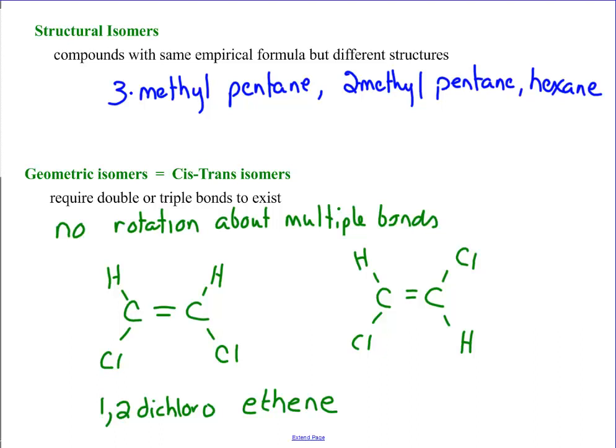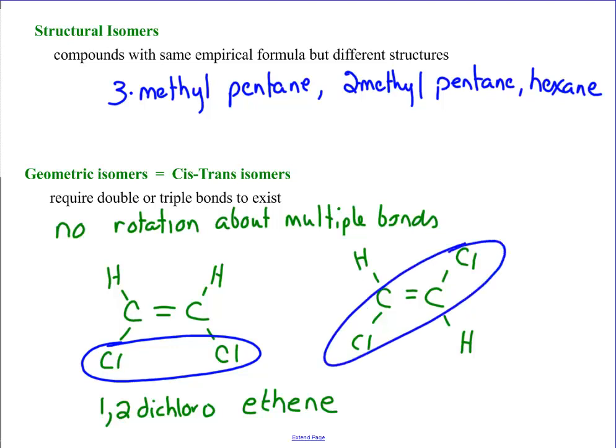How do I distinguish between the 2 of them? Because these are geometric isomers. The chlorines are on the same side relative to each other on the left-hand one, and they are opposite or across from each other on this one. So we're going to use 2 Greek terms again. We're going to use cis, meaning the same side, and we're going to use trans, meaning opposite sides.